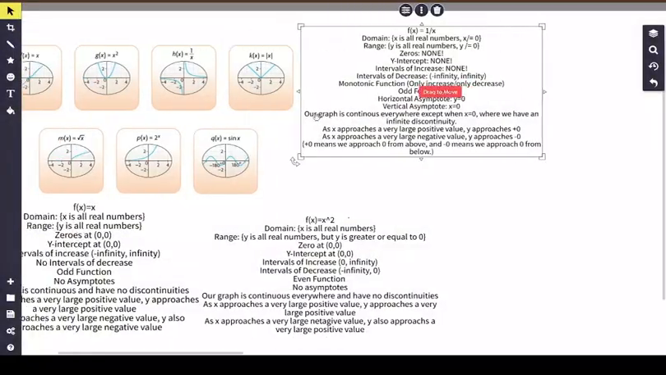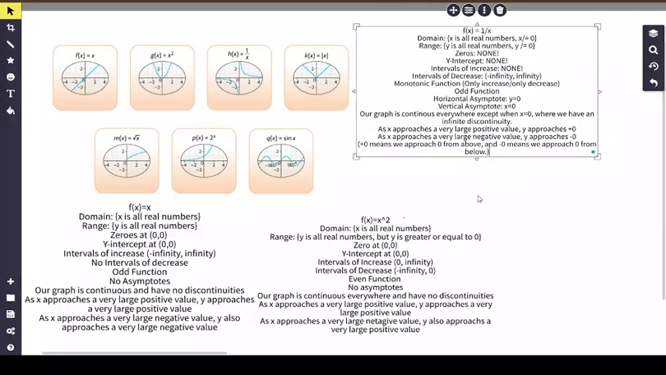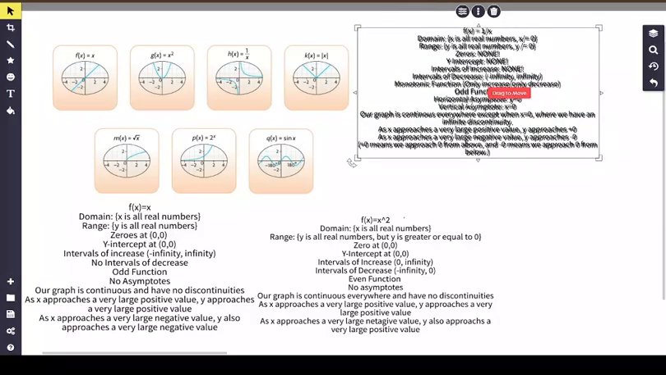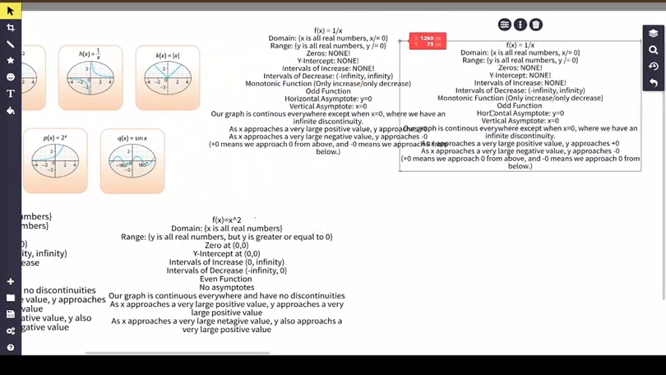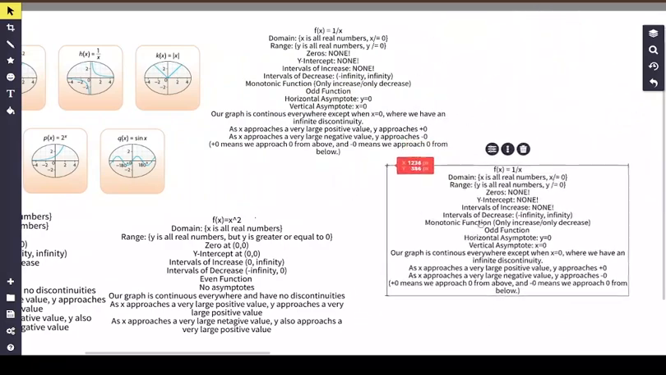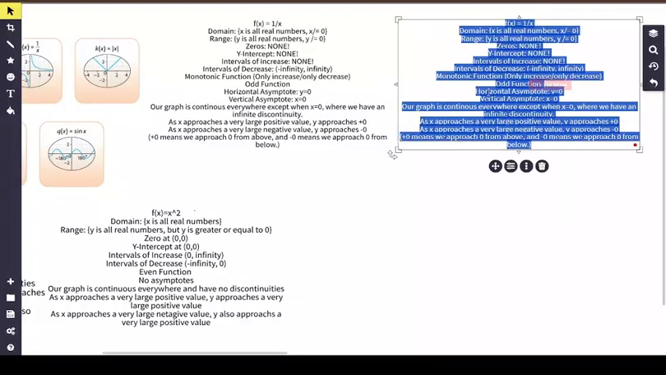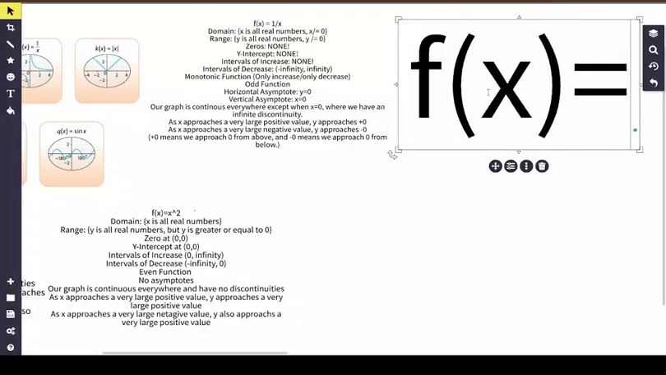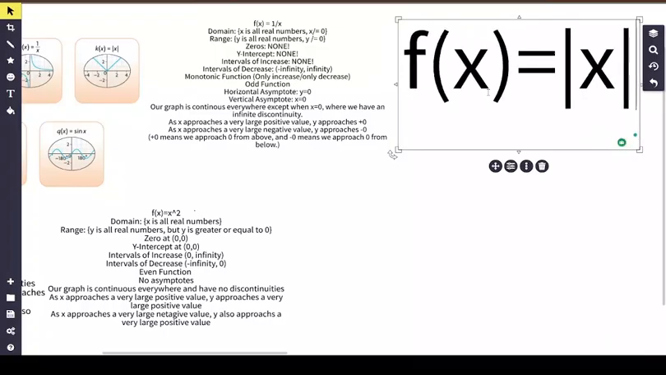Alright, let's go ahead and fast forward to the absolute value function that we explored just last class. Let's go ahead and do this. Where do I put it? Let's put it here. Alright, f of x is equal to the absolute value of x.